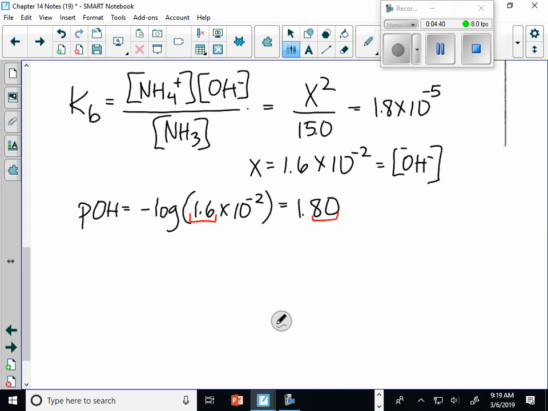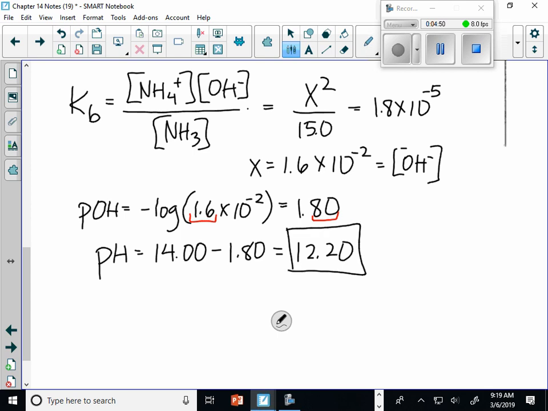And then I can take that my pH then is equal to 14.00 minus the 1.8, and I'm going to get 12.20 is going to be actually my pH, which is going to show that it is indeed a basic solution.